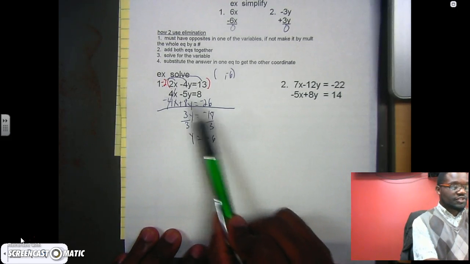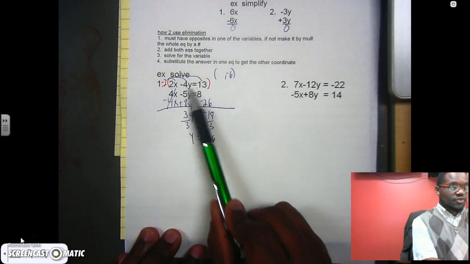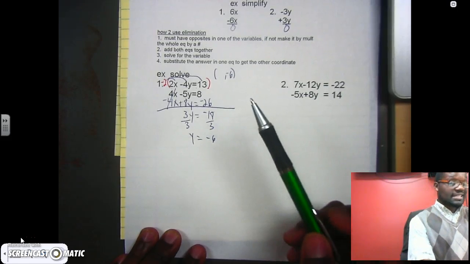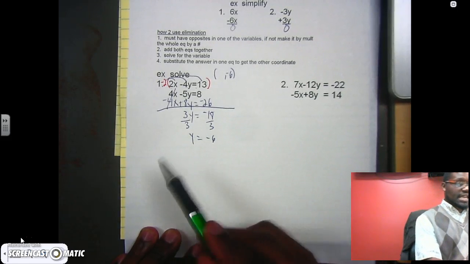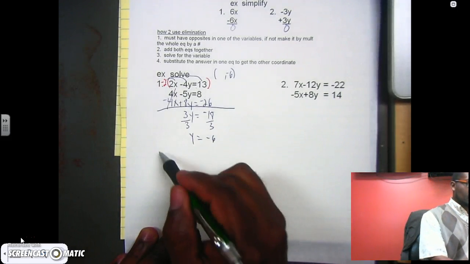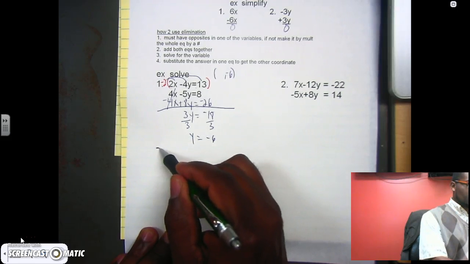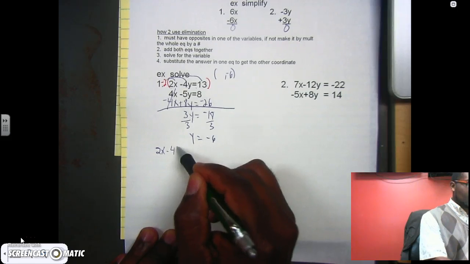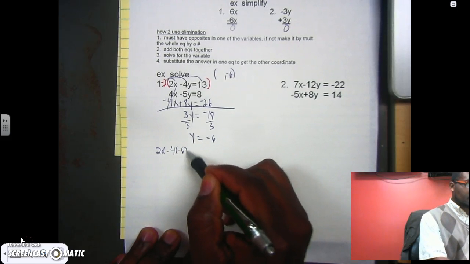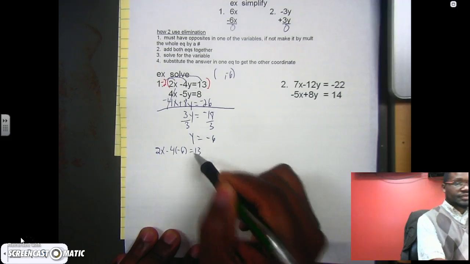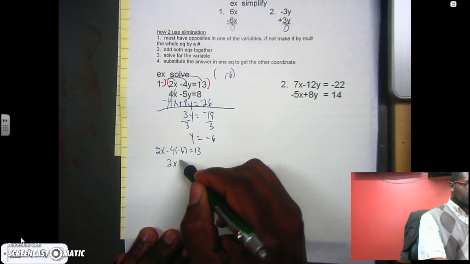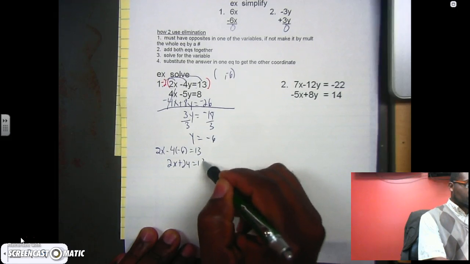to this equation, or the original one right here that I multiplied by. Guys, it does not matter. You just pick one. Say I go back to the original without the negative 2 there. So that's 2x minus 4 times what y is, which is negative 6, equals 13. Now I'm going to multiply, excuse me, plus 24 equals 13.